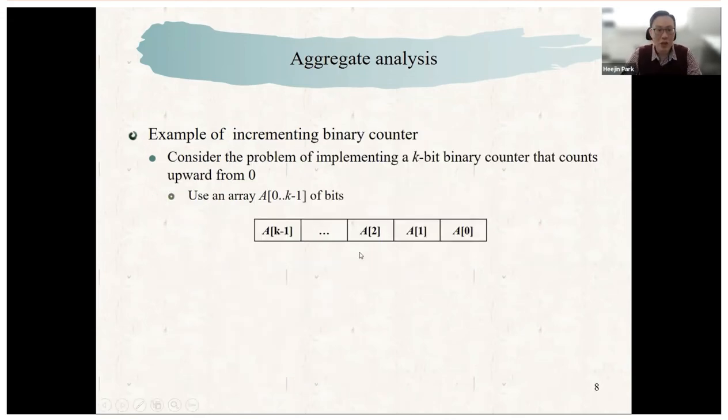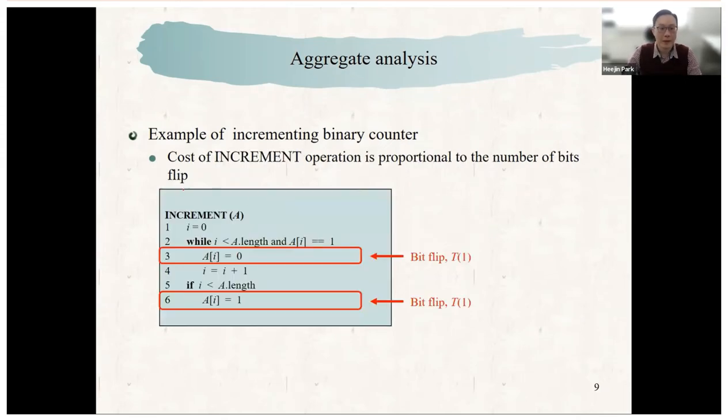Okay, let me move on to another example. This is the incrementing binary counter. Consider the problem of implementing a k-bit binary counter that counts upward from 0. We use an array of k entries, A0, A1 through A[k-1]. And let's define the cost of the increment operation to be proportional to the number of bits flipped.